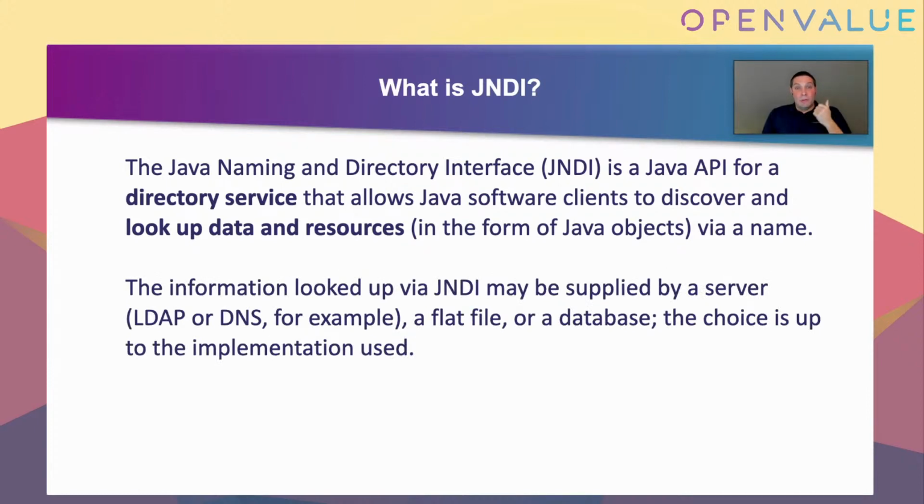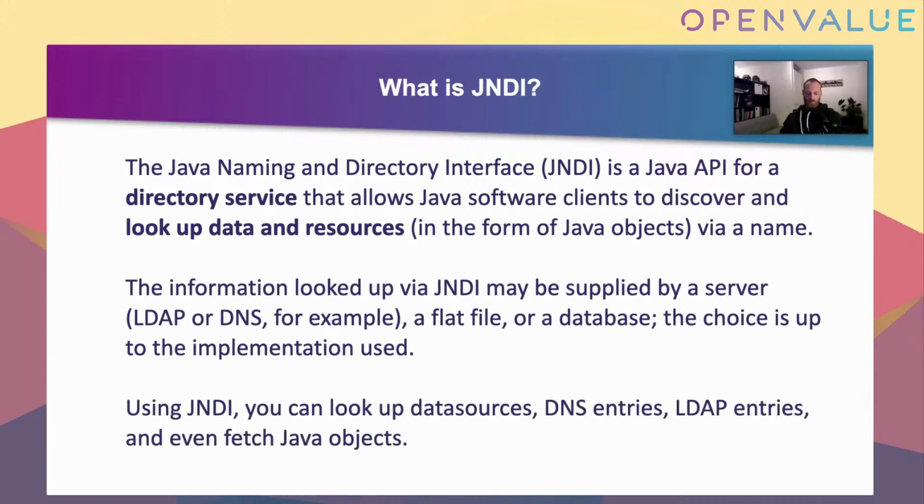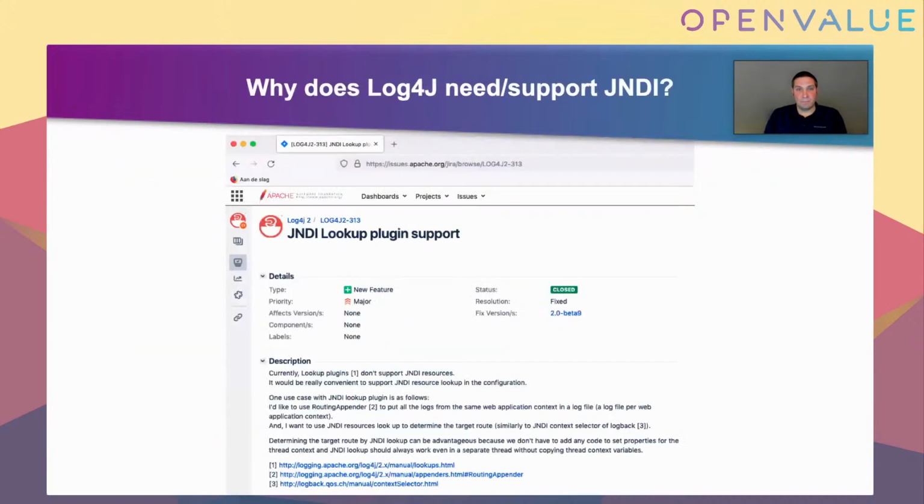If you look up information via JNDI, it may be supplied by a remote server. It could be LDAP or DNS, could be a file, could be a database. The choice is up to the implementation used. If you have built applications with Java EE or Jakarta EE in the past, then you probably know JNDI because you were looking up, I don't know, data sources or something in the application container. So you can look up data sources, make DNS entries, make LDAP entries, and even fetch Java objects. And this is, I think, the main reason that we're in this vulnerability now: the ability to fetch Java objects.